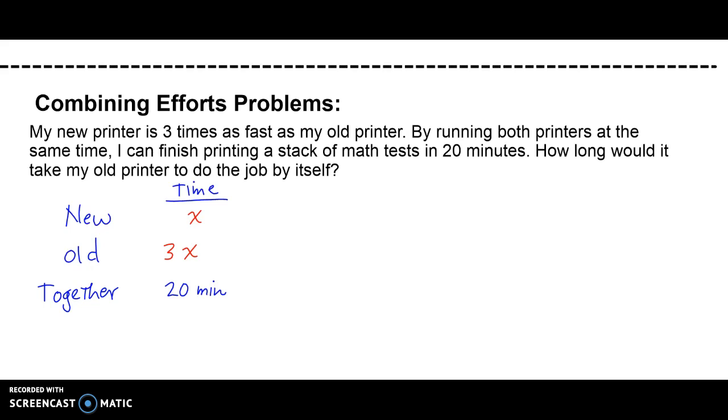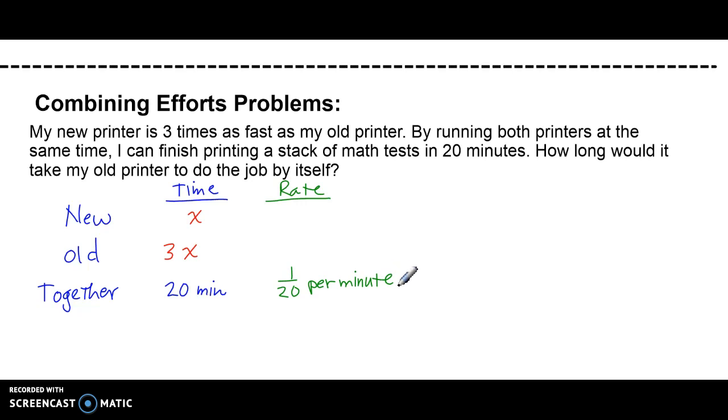So the reason why that's not working is you're looking at the wrong numbers. You will add new plus old equals together. You just shouldn't be looking at the times. What you should be looking at are the rates. Here's what I mean by rates. If it takes 20 minutes to get the whole job done, each minute you get 1/20th of the tests printed. So 1/20th per minute is the combined rate when they're working together.